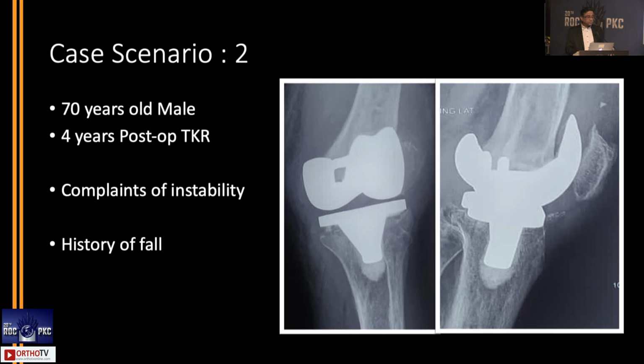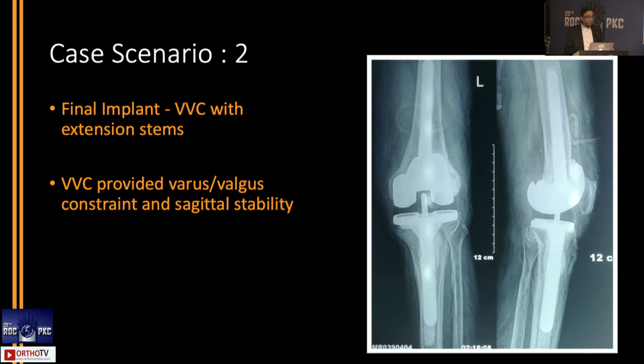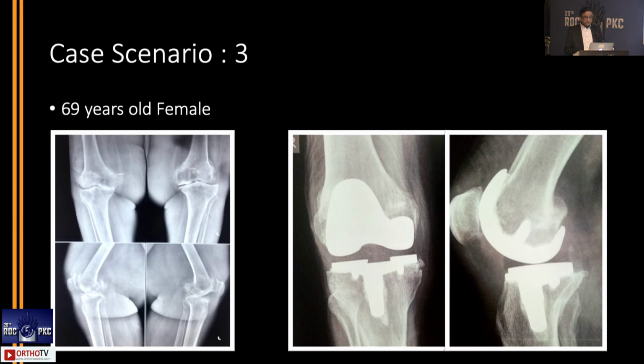Now case scenario 2: a 70-year-old male, 4 years post-op TKR, complaining of instability, with a history of fall. I used to do a lot of CRs. If a CR after some time goes to instability or comes with repeated effusions, that means the cruciate, the PCL, has gone, and now it is a new scenario. You go down there and see, you can find a lax MCL, and there is moderate bone loss also. And then we went and put the VVC with extension stems.